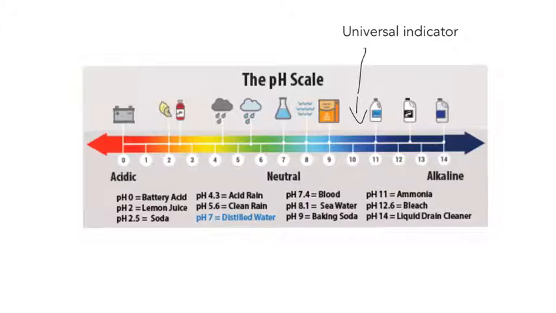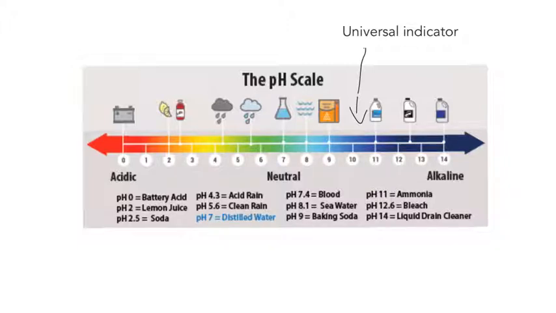Now I want to highlight a difference between the different types of water on this scale. If you notice below, distilled water has a pH of 7. This is pretty much the only true neutral substance that you have. Then we have 3 other waters on our scale. We have acid rain, which has a pH of 4.3, clean rain, which has a pH of 5.6, and seawater, which has a pH of 8.1.